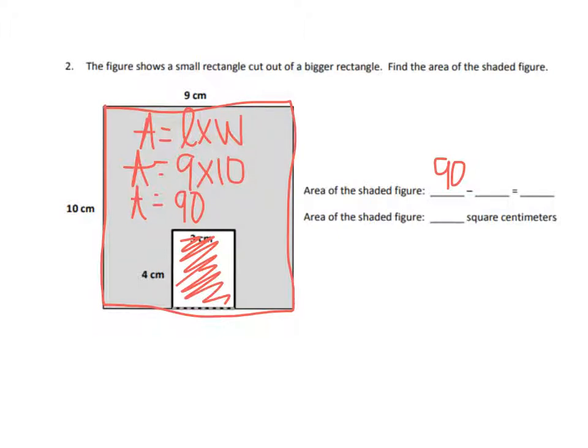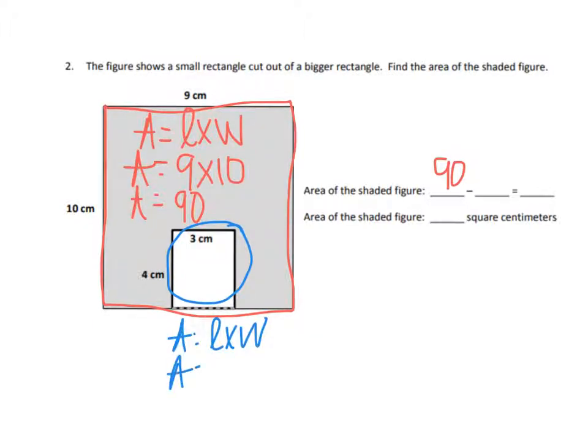Now I'm going to focus on the unshaded part, which is this part right here. So that has an area of length times width. The length is 3 and the width is 4. So now I need to multiply 3 times 4, which equals 12.